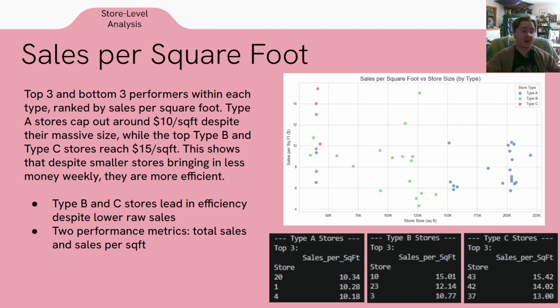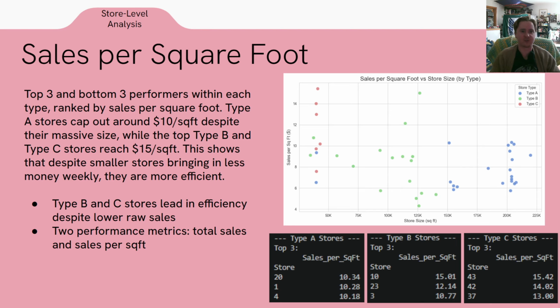Looking at the top and bottom three performers by each type, type B and C stores actually lead the chain in efficiency, with the top performers reaching around $15 per square foot, while the largest type A stores topped out around $10 per square foot. So type A stores are generating more total sales because of their size, but they aren't the most efficient.